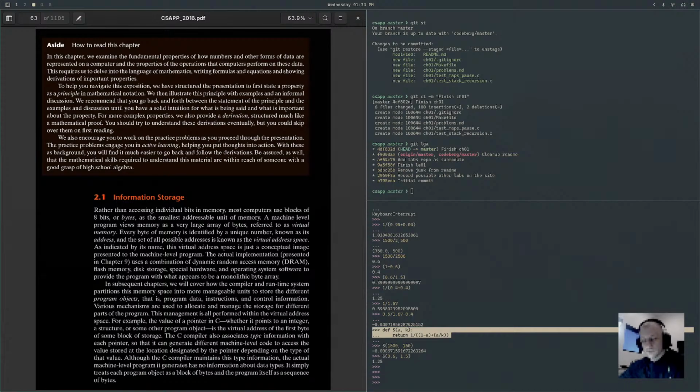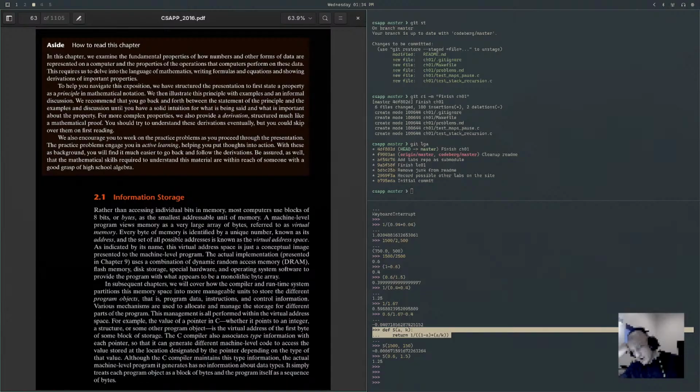Aside: how to read this chapter. In this chapter, we examine the fundamental properties of how numbers and other forms of data are represented on a computer and the properties of the operations that computers perform on these data. This requires us to delve into the language of mathematics, writing formulas and equations and showing derivations of important properties. To help you navigate this exposition, we have structured the presentation to first state a property as a principle in mathematical notation. We then illustrate this principle with examples and informal discussion.